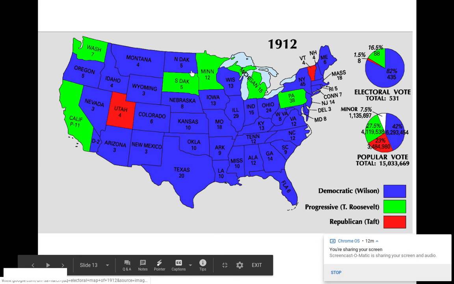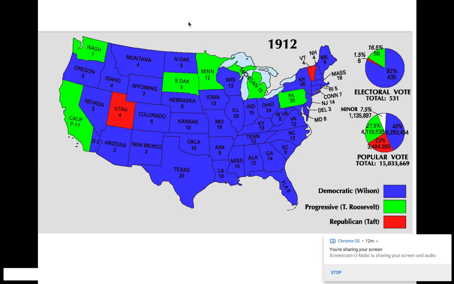So Teddy Roosevelt, always wanting to be in the arena, famously decides to run for the presidency against his former someone he supported, Taft, both Republicans. They split the vote, and Woodrow Wilson wins.